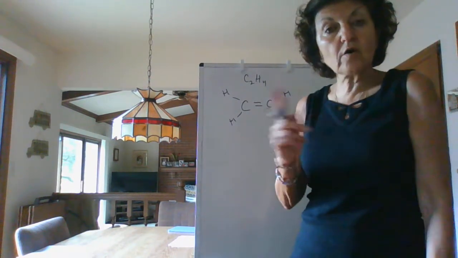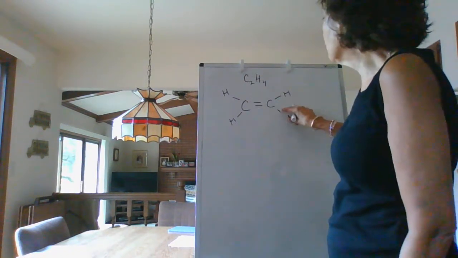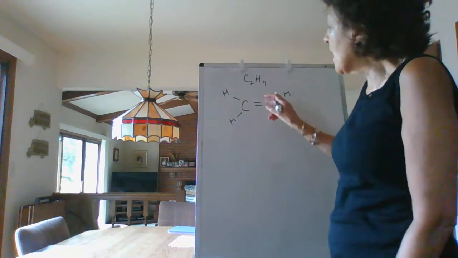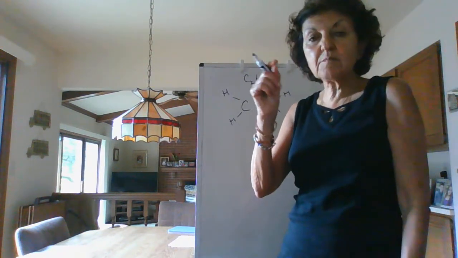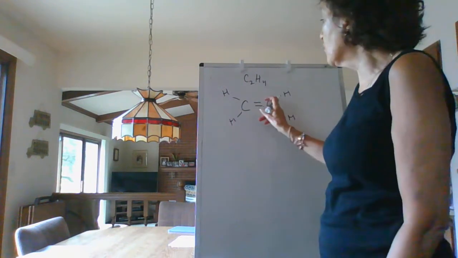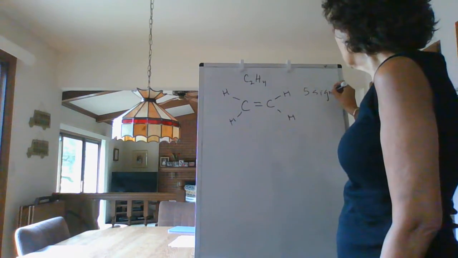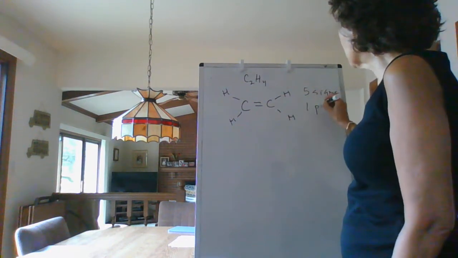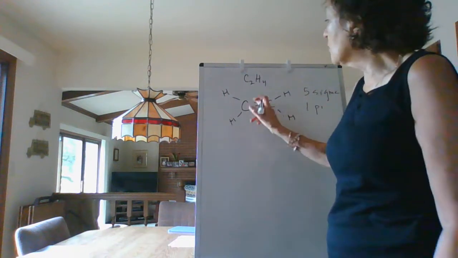Remember how I said all single bonds are sigma bonds. So here's 1, 2, 3, 4 single bonds, okay? And then I said that when you've got a double bond, one of them is sigma and the other is pi. So in this one, we have 5 sigma and 1 pi, right? 1, 2, 3, 4, 5 sigma, and then 1 pi.